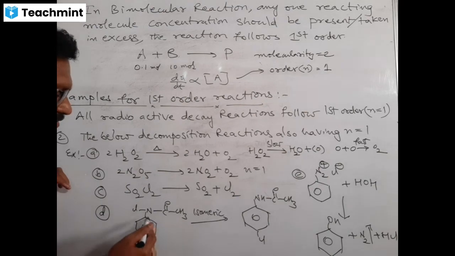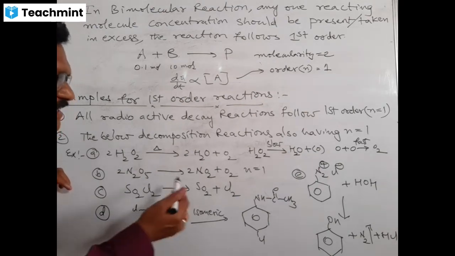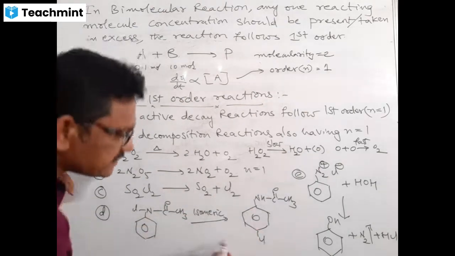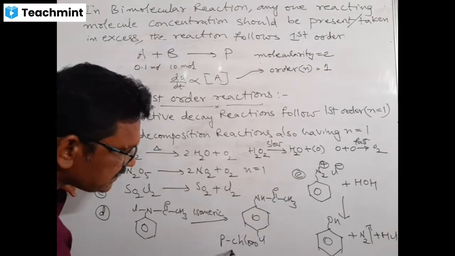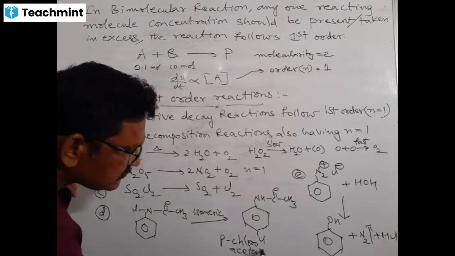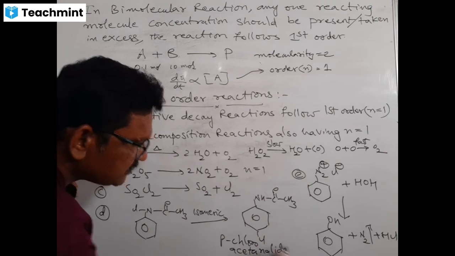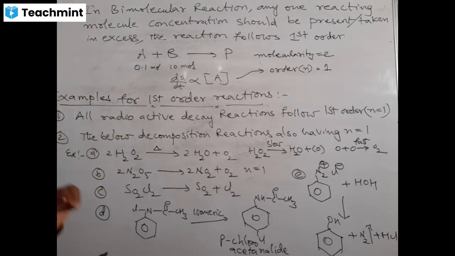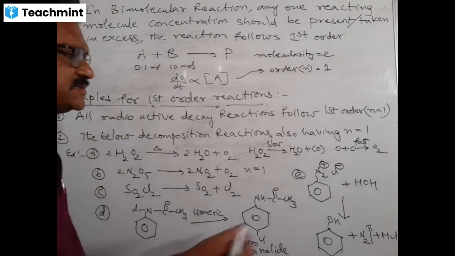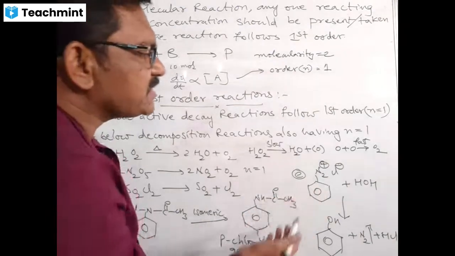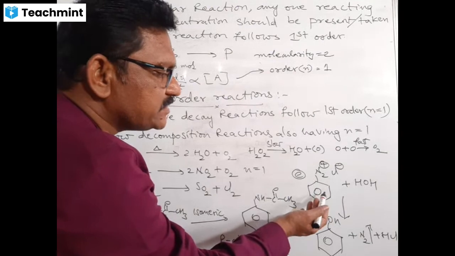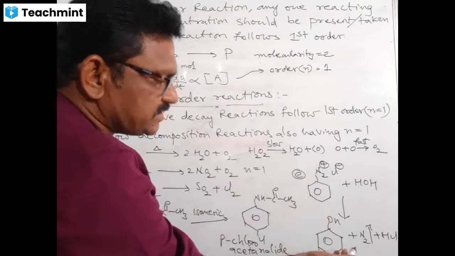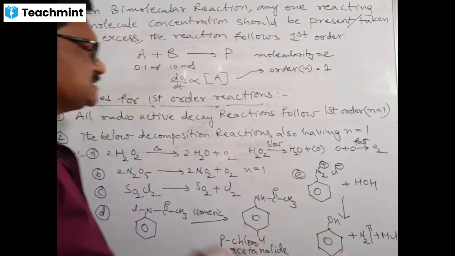the isomeric conversion of N-chloroacetanilide to parachloroacetanilide. This is N-chloroacetanilide. This is parachloroacetanilide. The compound name is parachloroacetanilide. If you want to, please write this down. Then the very familiar organic compound diazonium chloride, decomposition of diazonium chloride to phenol, is also a first order reaction.